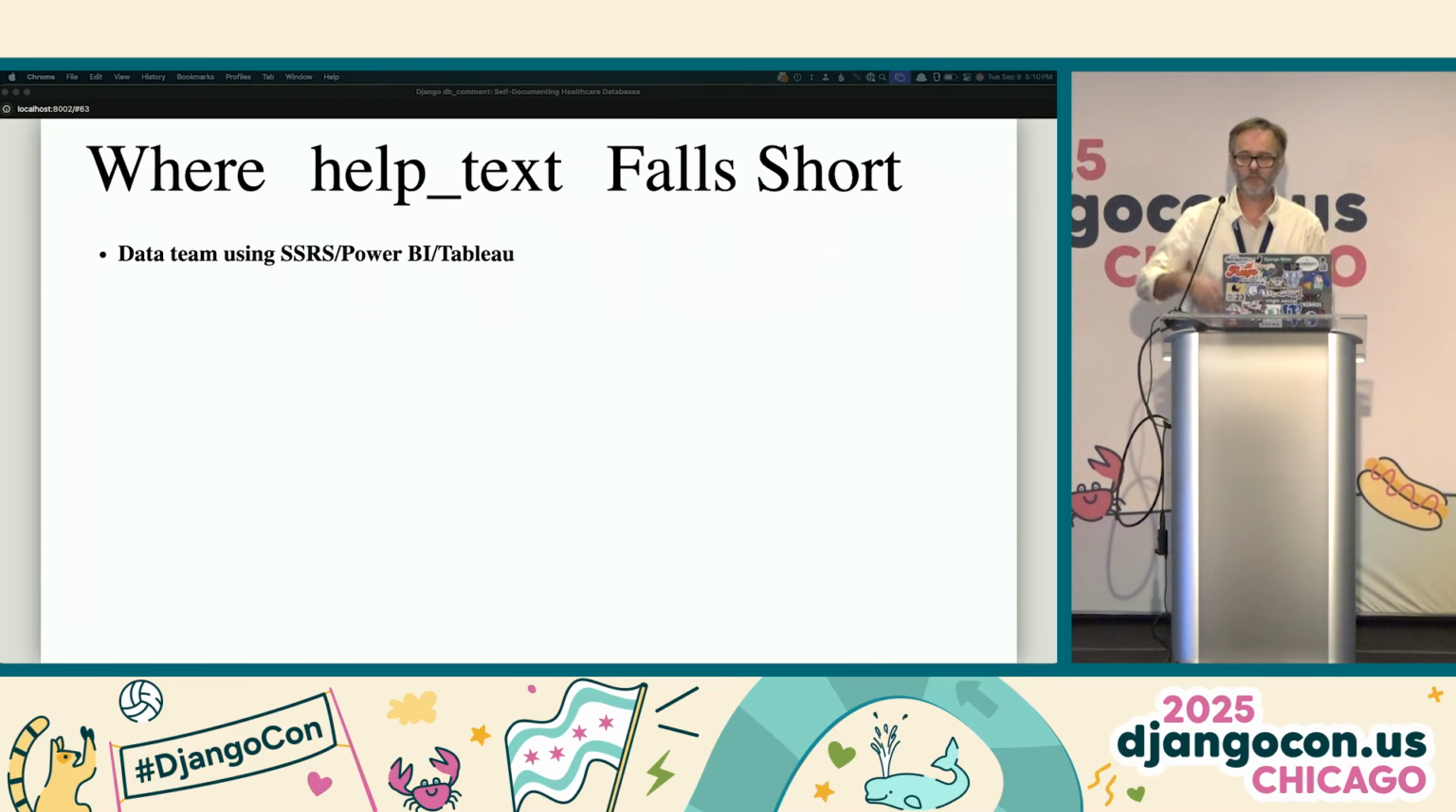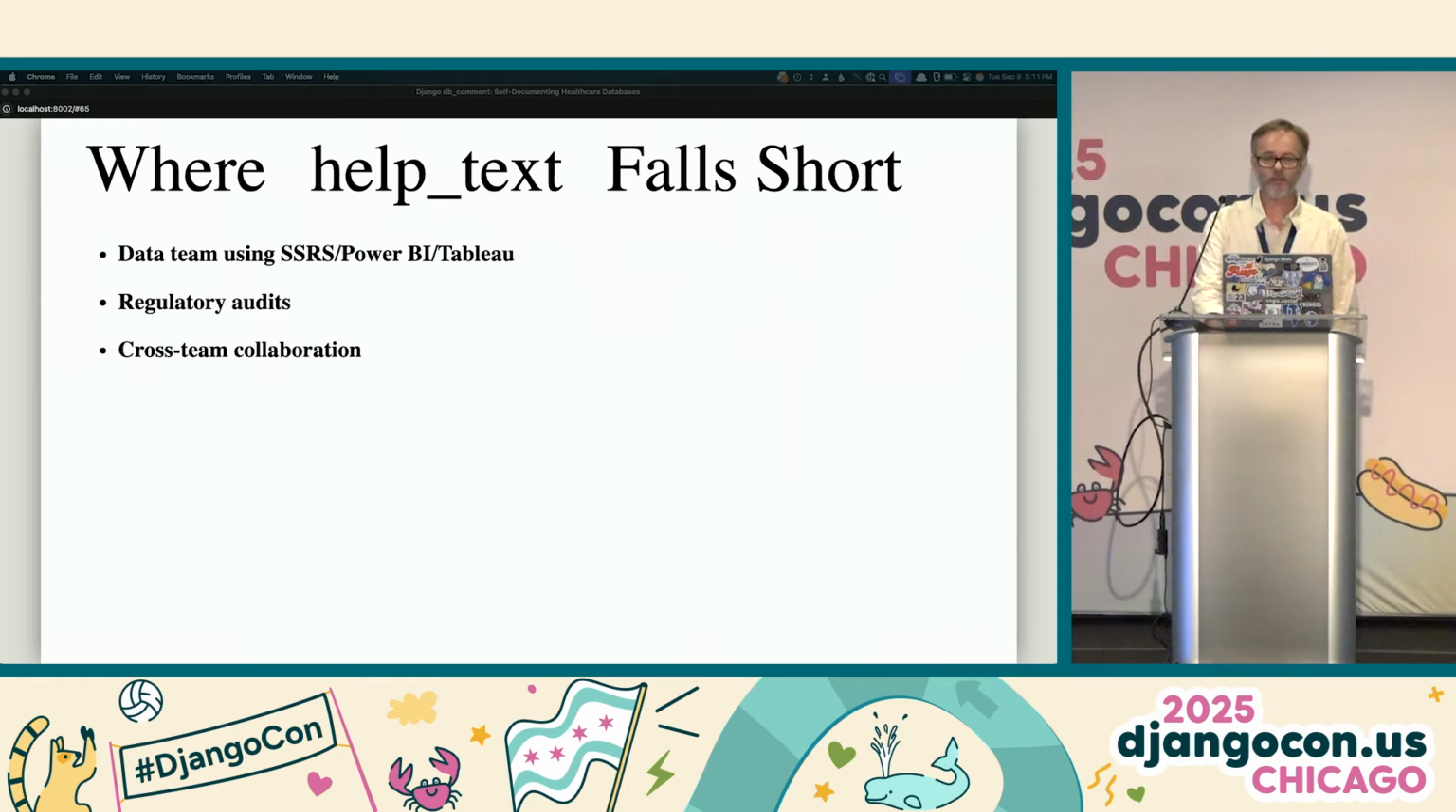And so this is where the help text falls short. A team that's using a tool like SSRS, Power BI, Tableau, any of the many Python instances. The reason I'm referencing these specifically is because I work in a Microsoft shop and, well, this is what we use. Regulatory audits, our auditors are going to examine the database directly and not the Django admin or the front end. Cross-team collaboration, as we saw in my example earlier, the ETL developers aren't sure. It's going to delay data pipeline builds, all because there's not any field context.